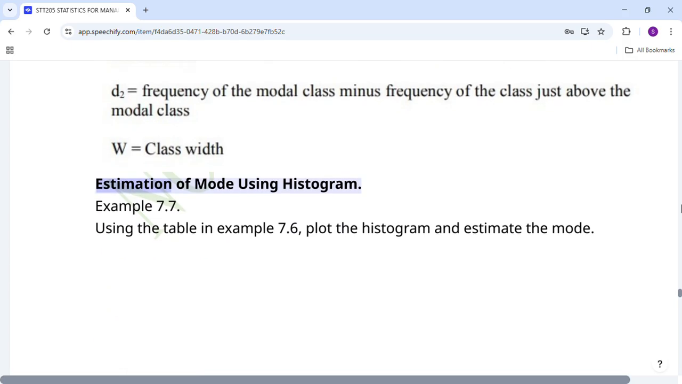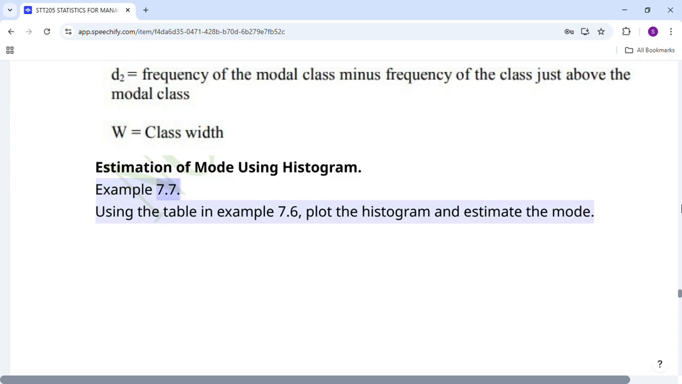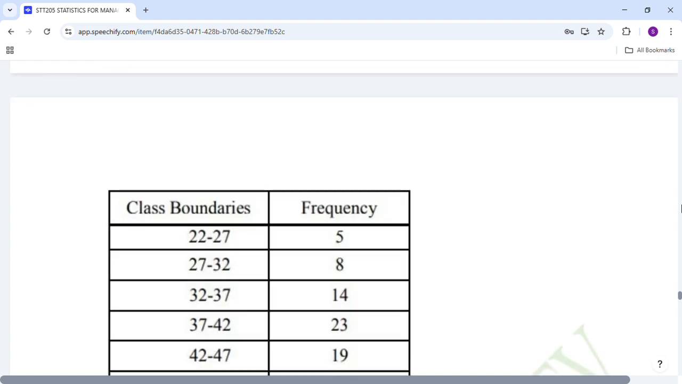Estimation of mode using histogram. Example 7.7. Using the table in example 7.6, plot the histogram and estimate the mode. The mode obtained from the histogram is 40.0. This is a good estimate of the computed mode.